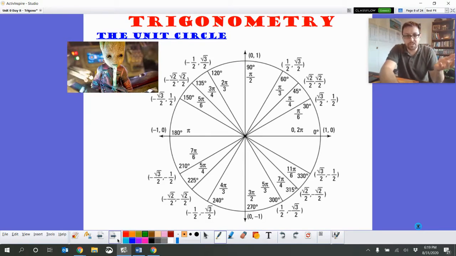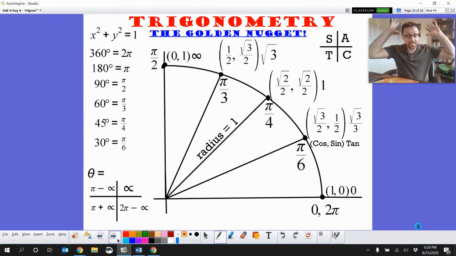There's this thing, the unit circle. I hate this thing. If you really wanted to use it as a reference, you could have it, but this should not live in your brain because for me, it's too much. If you can get that to live in your brain, great. But for me, I just cannot get this thing to live in my brain. What can live in my brain is the golden nugget.